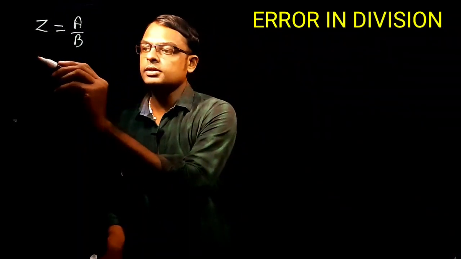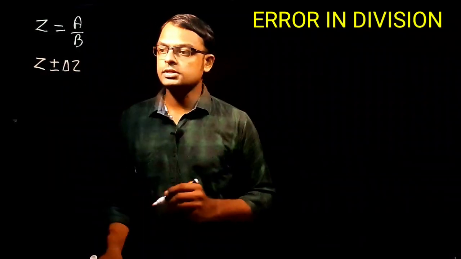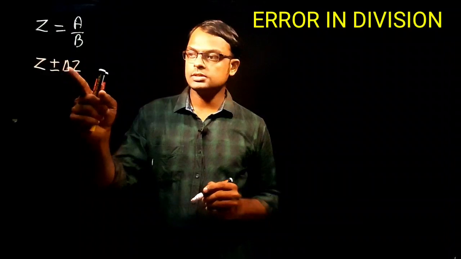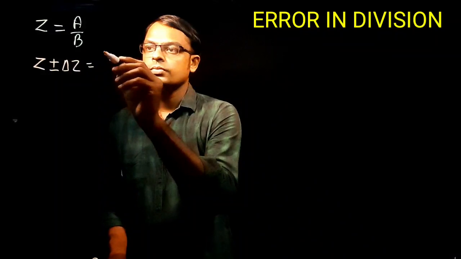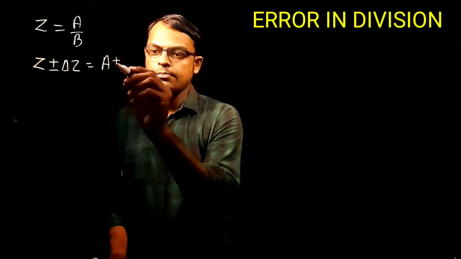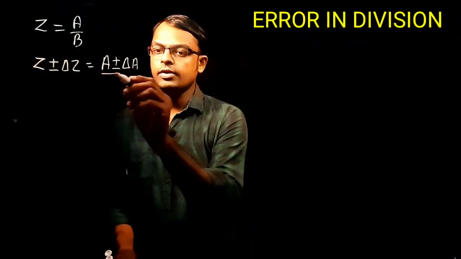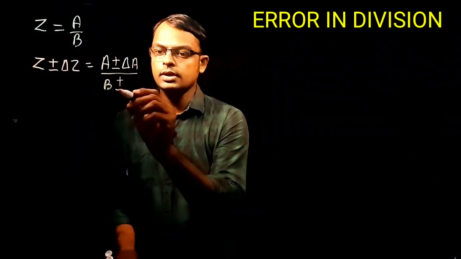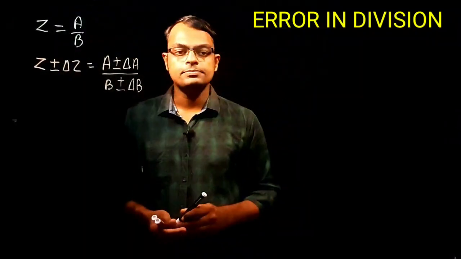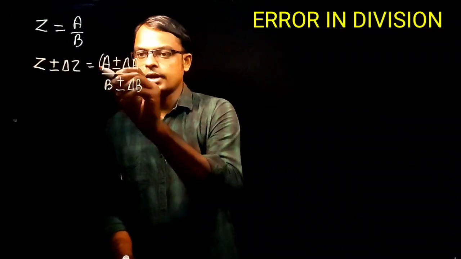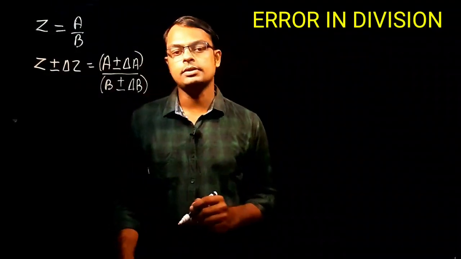So for that, we write here Z plus or minus delta Z. That is the final result. In the final result, there is a chance for absolute error, plus or minus delta Z, is equal to A, which can be written as A plus or minus delta A, that means the error in A, divided by B plus or minus delta B. So we wrote the A and B; you can write in brackets: A plus or minus delta A divided by B plus or minus delta B.